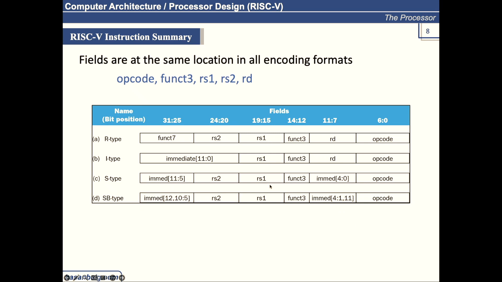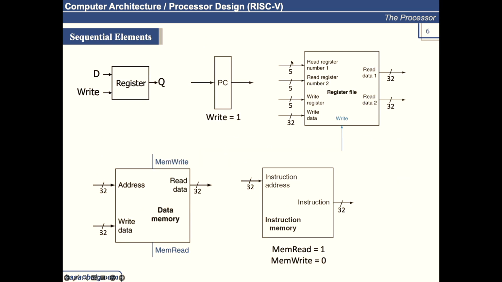Similarly, RS1 is placed at the same field. RS2 is always placed at the same field. That is why we can pick bit number 15 to 19 for RS1 and tie it to one of the input ports of the register file here.